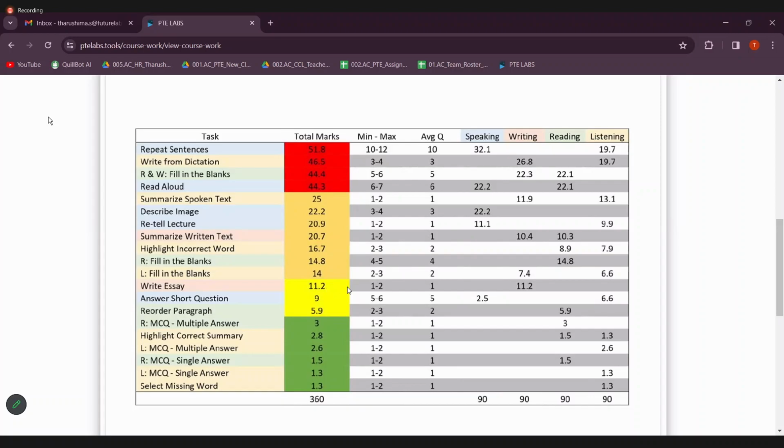Okay, thank you. All right. This is all about the marking allocation component.